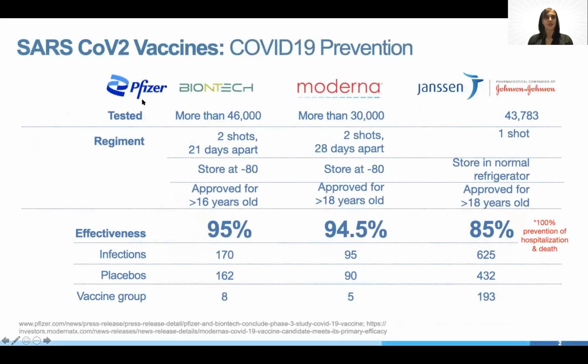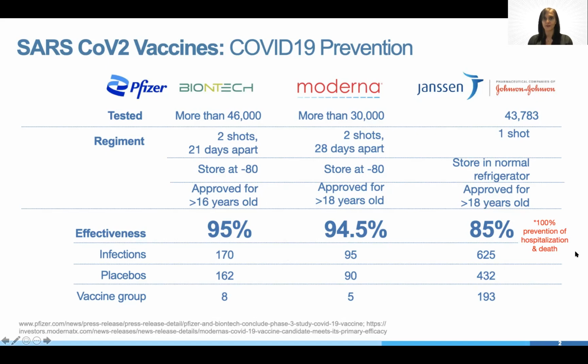Let's compare them a little. So the Pfizer BioNTech vaccine is 2 shots 21 days apart, has to be stored at -80, though there's some recent information that maybe it could be stored a little bit warmer than that. The Moderna vaccine is also 2 shots 28 days apart, and it has to be stored at -80, whereas the Janssen vaccine is just 1 shot and can be stored in a normal refrigerator. Now, the Pfizer BioNTech vaccine is approved for those 16 and older, while the other two for 18 and older, though there are clinical trials ongoing in those 11 and older, and I believe the Janssen vaccine is being tested even in infants. And they have been phenomenal at preventing hospitalization and death.